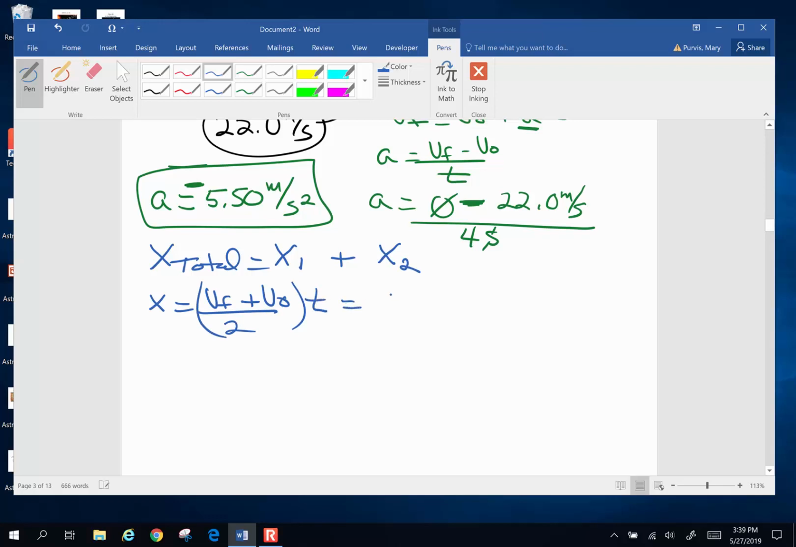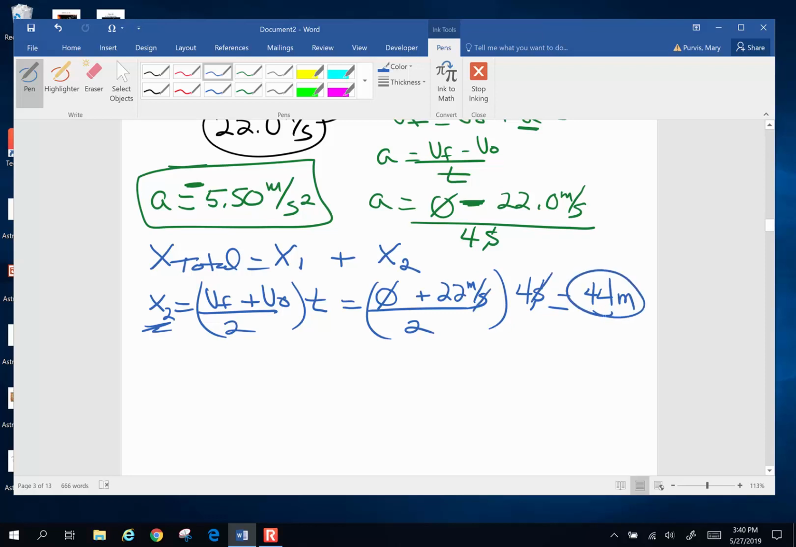My final velocity was 0. My original velocity was 22 meters per second, divided by 2. All of this happened in 4 seconds. So how much distance was covered in part 2 of the journey? Well, 22 divided by 2 is 11. 11 times 4 is 44 meters. Meters per second times seconds, that cancels the seconds, so 44 meters in part 2.